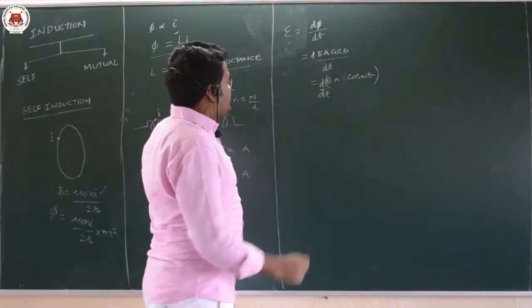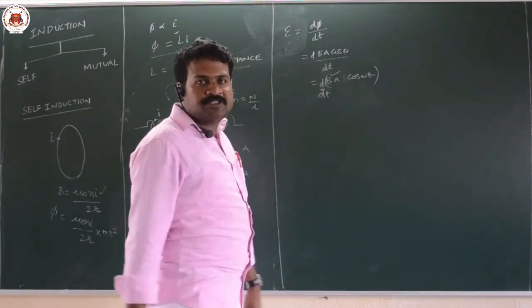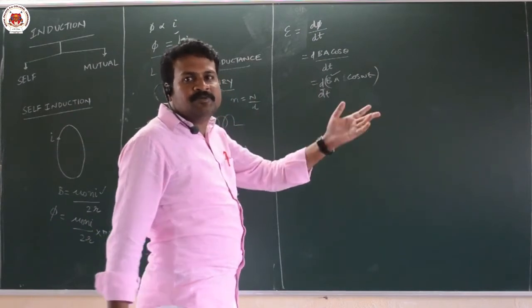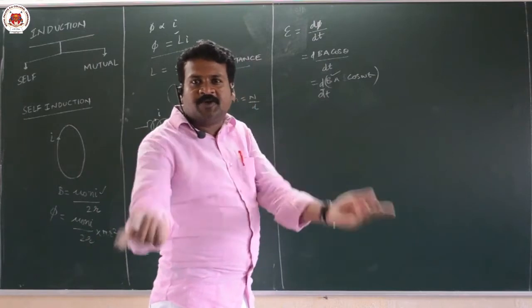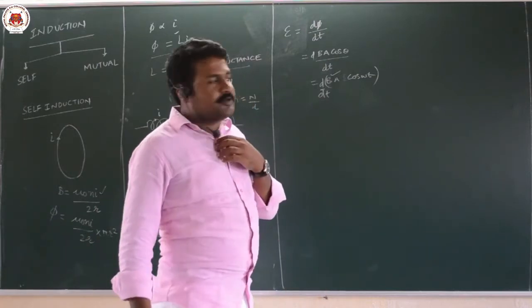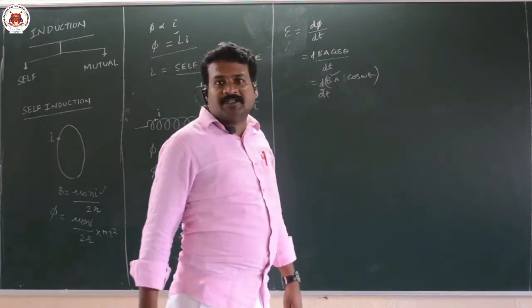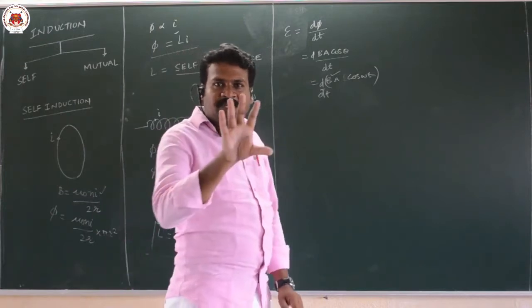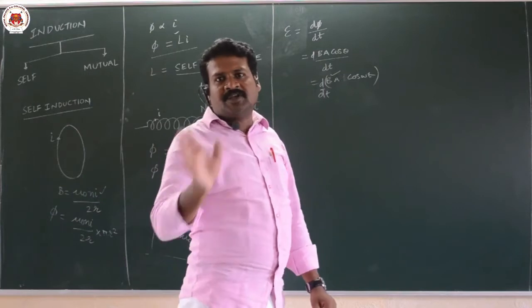Here you can generate EMF by changing B. If you change B, you can generate EMF. First you pass 1 Tesla, next you pass 2 Tesla, after some time you will get EMF. You can change area, a square converted into a circle, you can get EMF. And by changing theta, that is omega t, by changing the orientation of the coil within a magnetic field, you just rotate a coil with angular velocity omega, you will get EMF.